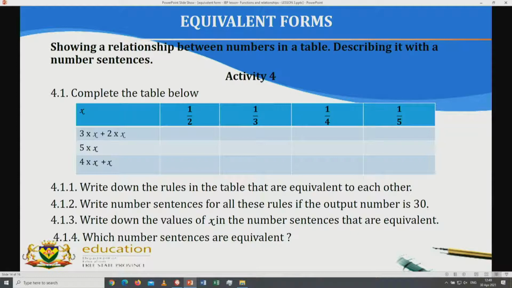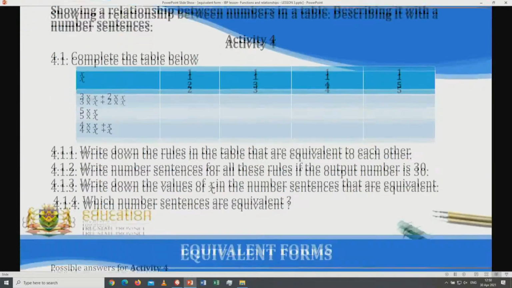Now, number 2 says, write number sentences for all the rules if the input number is 30. And then the next one says, write down the values of x in the number sentences that are equivalent. Which number sentences are equivalent?